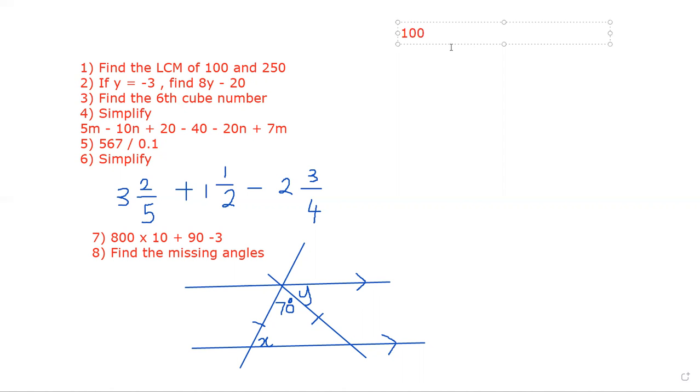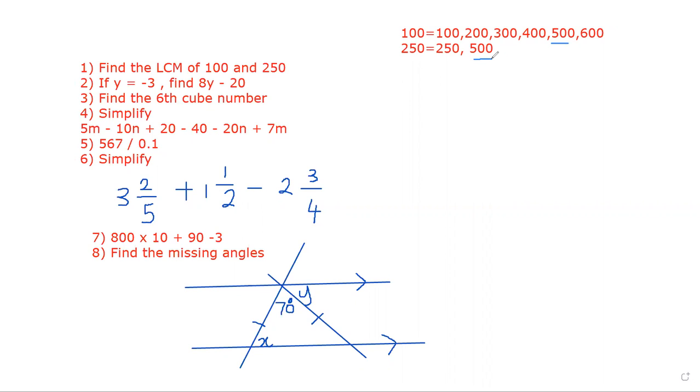So according to the multiplication method, what we have to do, you write 100 and 250. Then you write the multiples of 100 up to some extent. So 100, 200, 300, 400, 500, 600. I have written the first 6 multiples of 100. Similar way, I write the first few multiples of 250. So the first one is 250, then 250 plus 250, it's 500. So I can identify my first common value is 500. Therefore, the LCM should be 500.